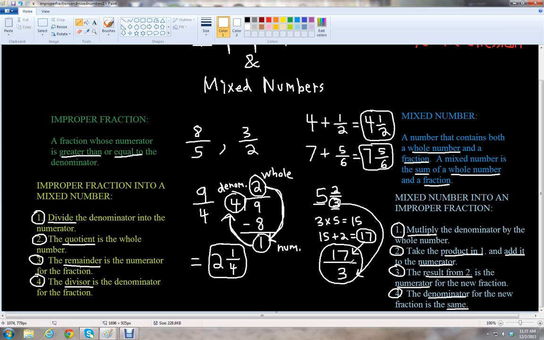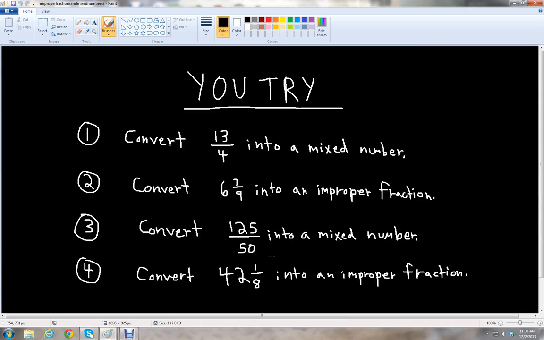So if you wanted to, you can always identify the denominator in the mixed number and go ahead and write that down, and then just calculate the new numerator using steps 1, 2, and 3. Okay, so now that you have an understanding of improper fractions and mixed numbers and how to convert from one to the other, let's give you 4 problems to try on your own.